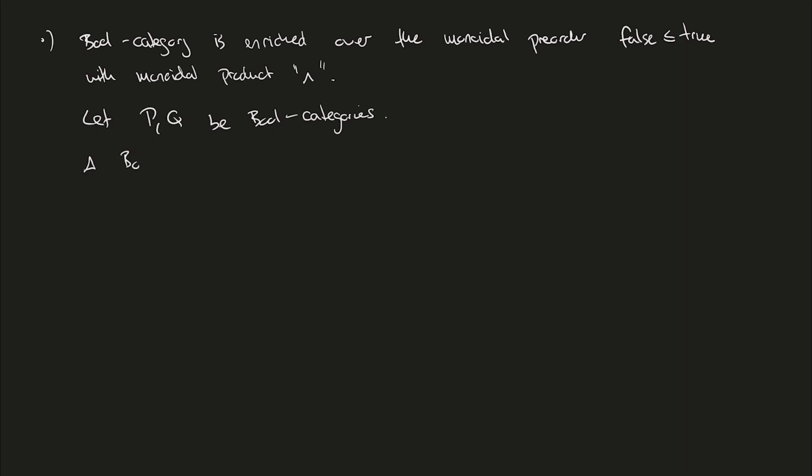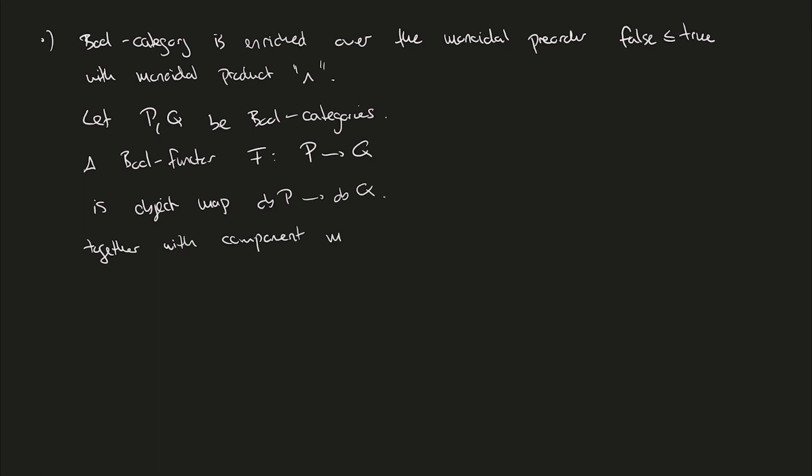Now a Bool-functor, which we'll call F between P and Q, is an object map. So this just maps the objects of P to the objects of Q, together with component maps. And this is for any pair of objects in P. We have a map going from P(A,B) to Q(F(A), F(B)).